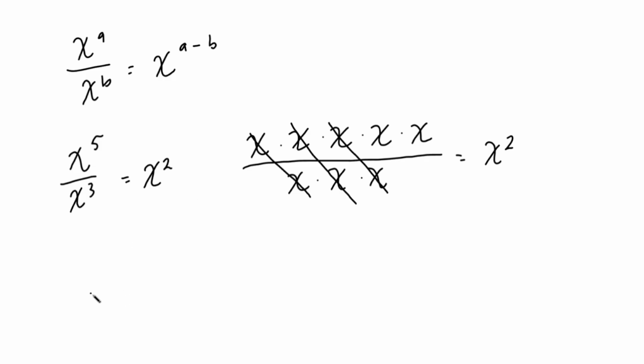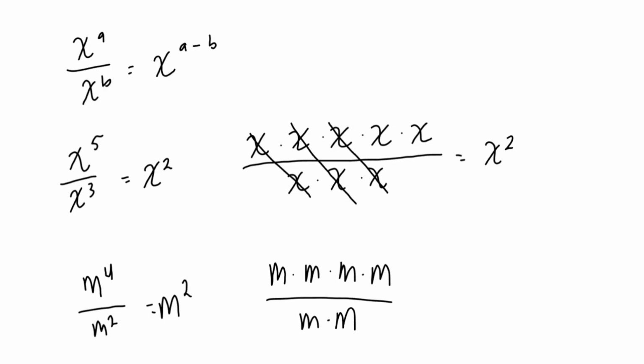Another example we can do is m to the power of 4 divided by m to the power of 2. This is going to be m to the power of 2 because 4 minus 2 is 2. We keep the base, keep the base always. Draw it out: m times m times m times m divided by m times m. Cancel, cancel, we have m times m, which is just m squared.